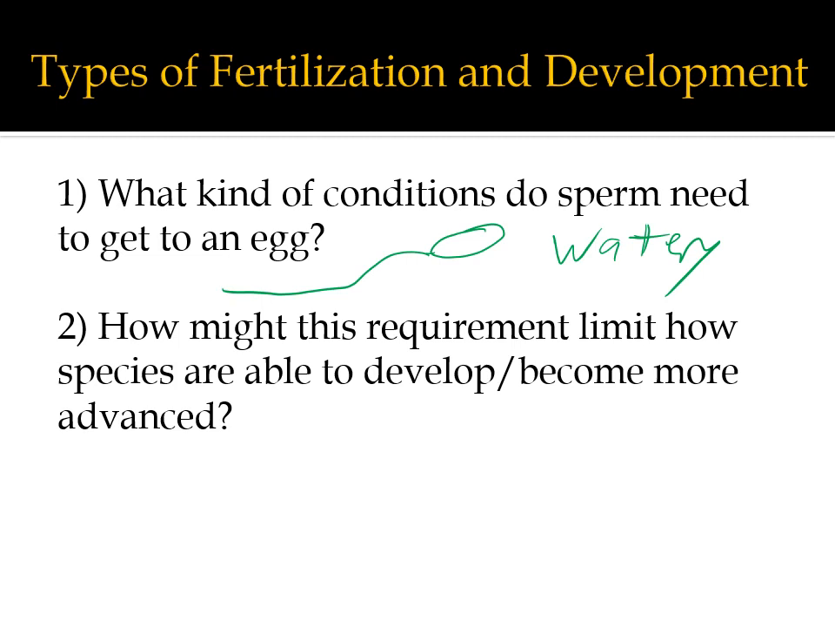But what do you think? What might have to have developed in living things to let these sperm have a watery environment to swim and find an egg cell if these living things don't actually live in water? What would be necessary? Think about that. Let's move on.